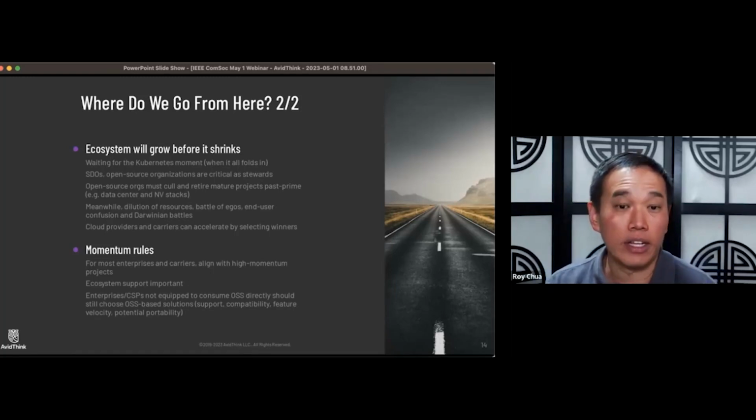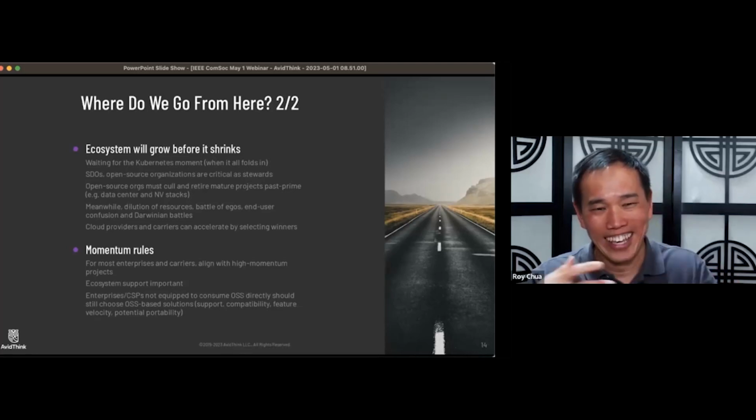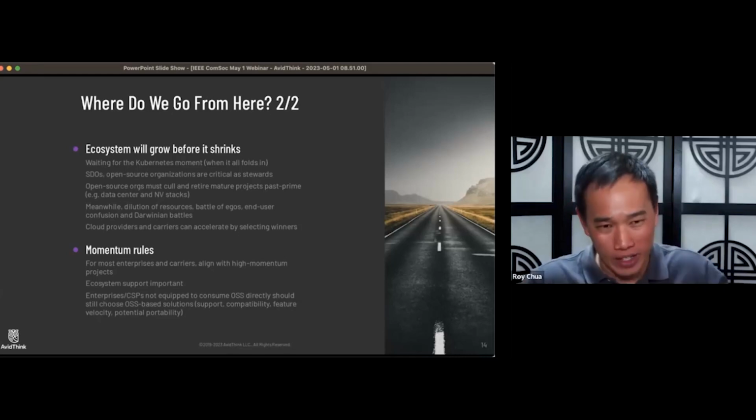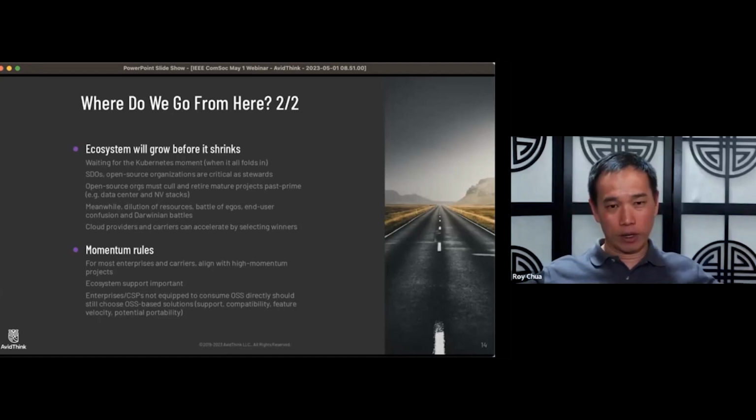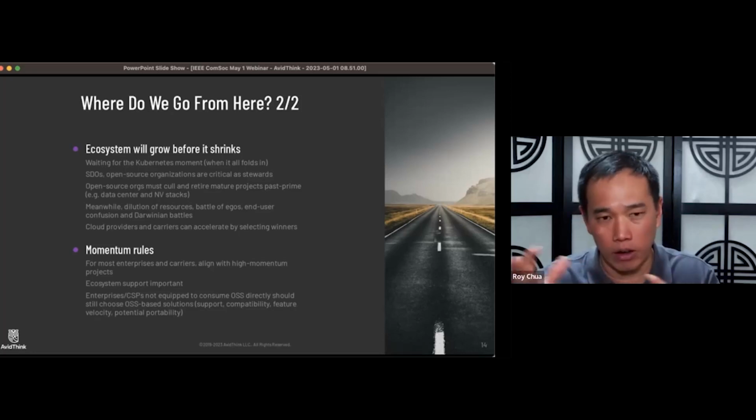Anyway, the SDOs, the standards development organizations, and the open source organizations are critical as stewards to drive this forward. And I think the open source orgs should cull and retire mature projects that are past prime. Just kill some of those and move along so that we can consolidate efforts, because we don't want dilution of resources, and we don't want ego battles. You want some of that, but that's the point of debate and conversation.